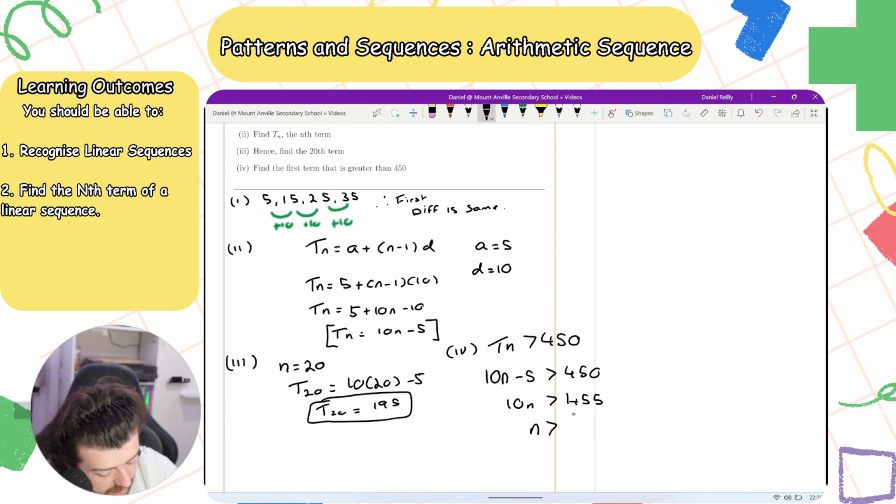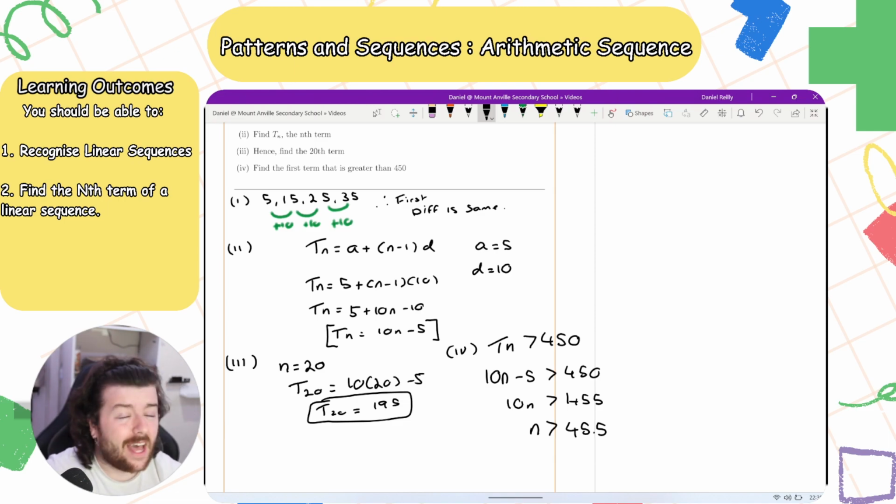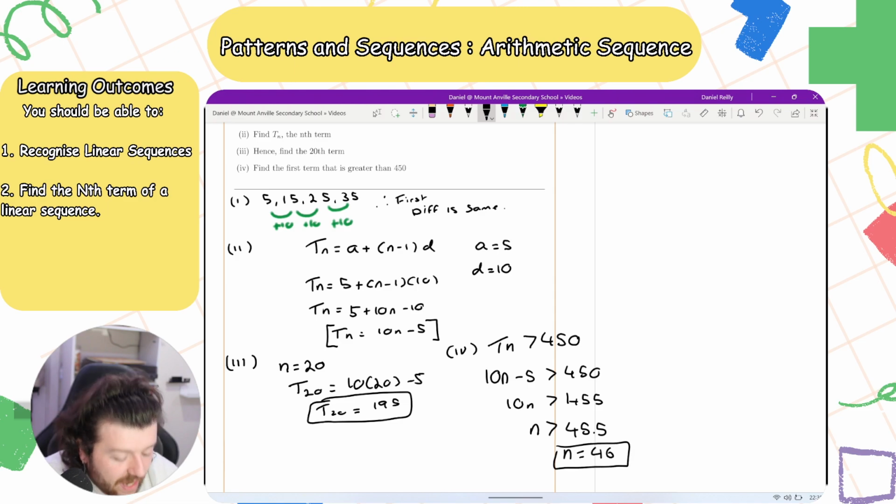N is greater than 45.5. So when n is greater than 45.5, now this brings up a good point. I can't really have 45.5 terms, right? So my answer here is going to be n is equal to 46. So during my 46th term, that is when my sequence will be greater than 450. So there's an example there.